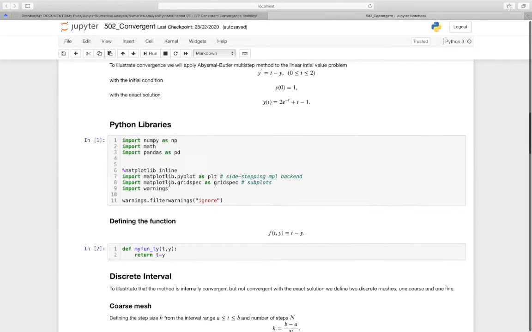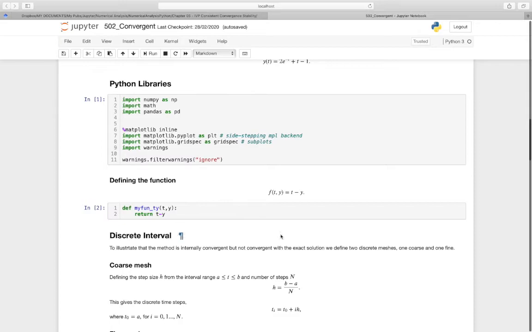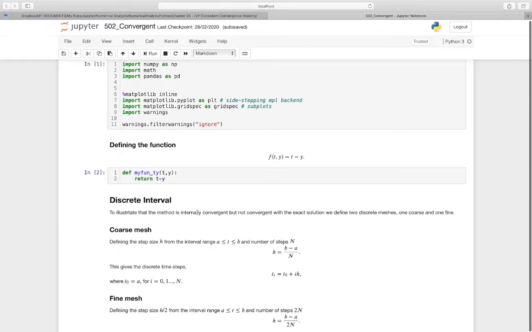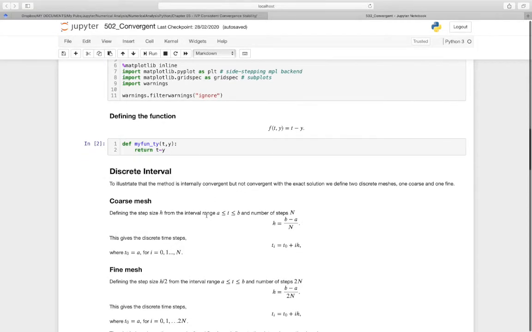Reading in our libraries, defining our function. Now, the difference here is I want to show that it's so important to know whether something is convergent or not convergent, because it can be internally convergent, as in it can converge to a solution, but it will not converge to the exact solution if it is not convergent. So to illustrate this, I have to do two types of mesh. We have a coarse mesh and we have a fine mesh.